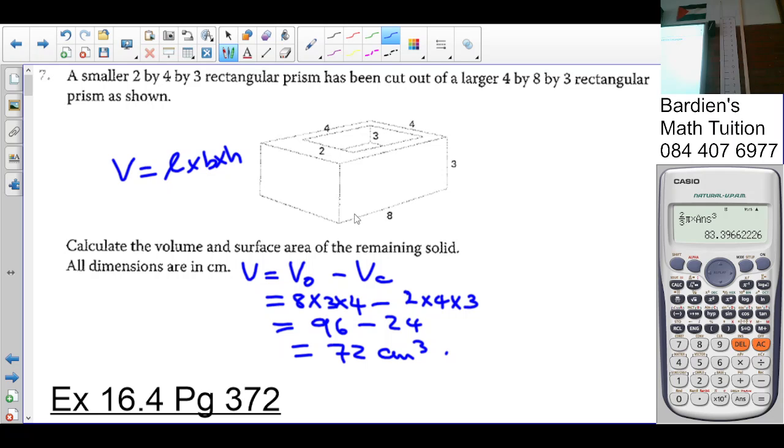Yes. Okay. Now the question says, and the surface area of the remaining solid. Okay? So this surface area is going to be quite a bit of calculations involved here. Just think what is the quickest way of doing this.